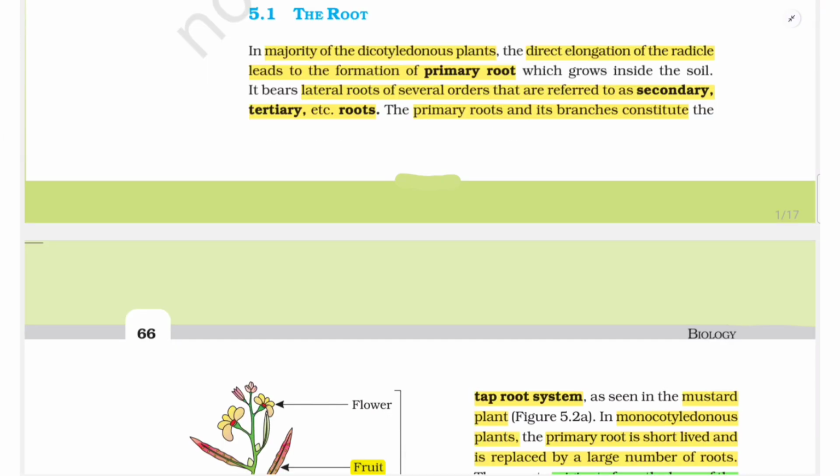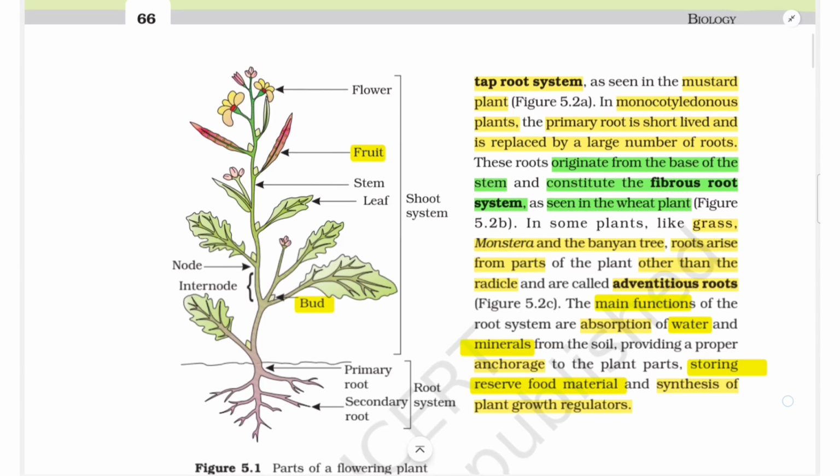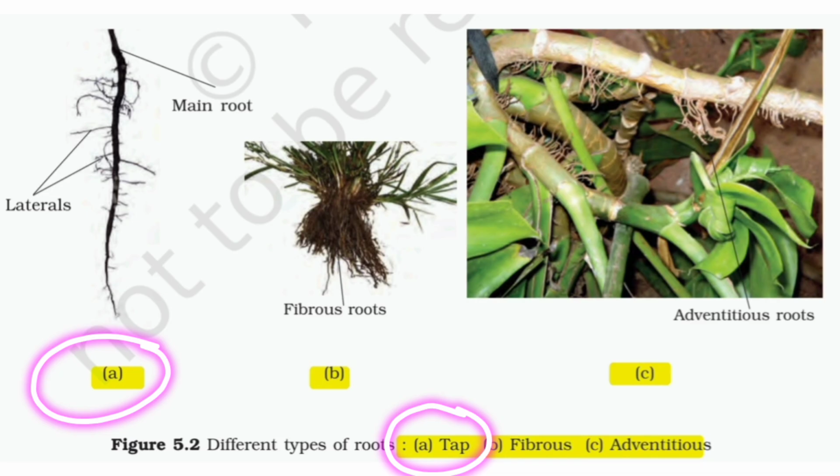In the majority of the dicotyledonous plants, the direct elongation of the radicle leads to the formation of the primary root, which grows inside the soil. It bears lateral roots of several orders that are referred to as secondary, tertiary, etc. roots. The primary root and its branches constitute the tap root system, as seen in the mustard plant, Figure 5.2a.